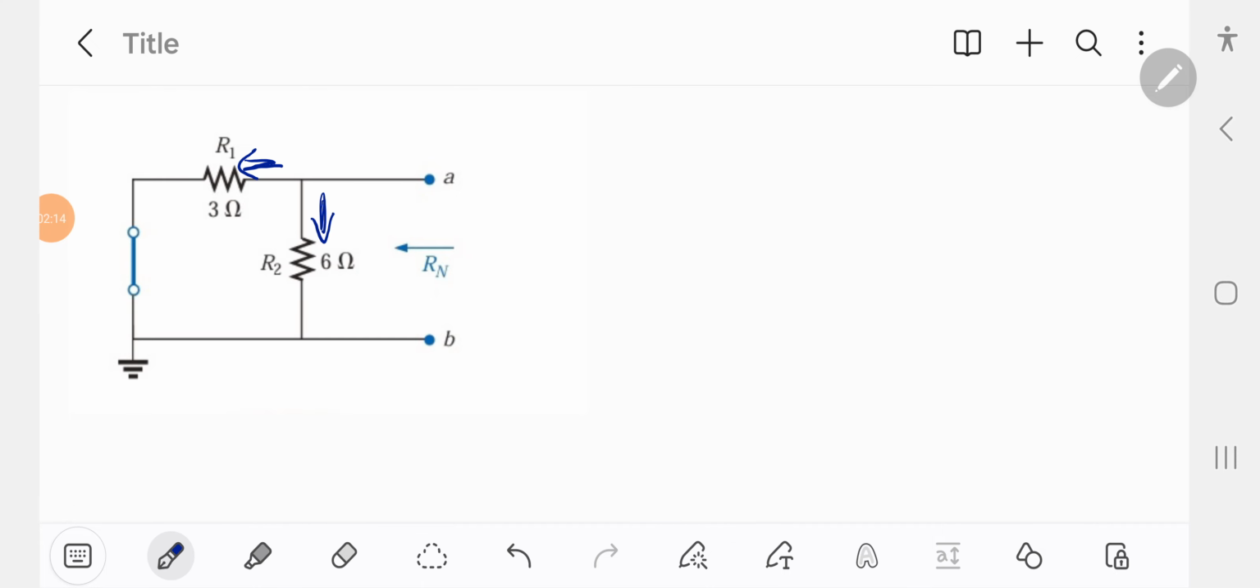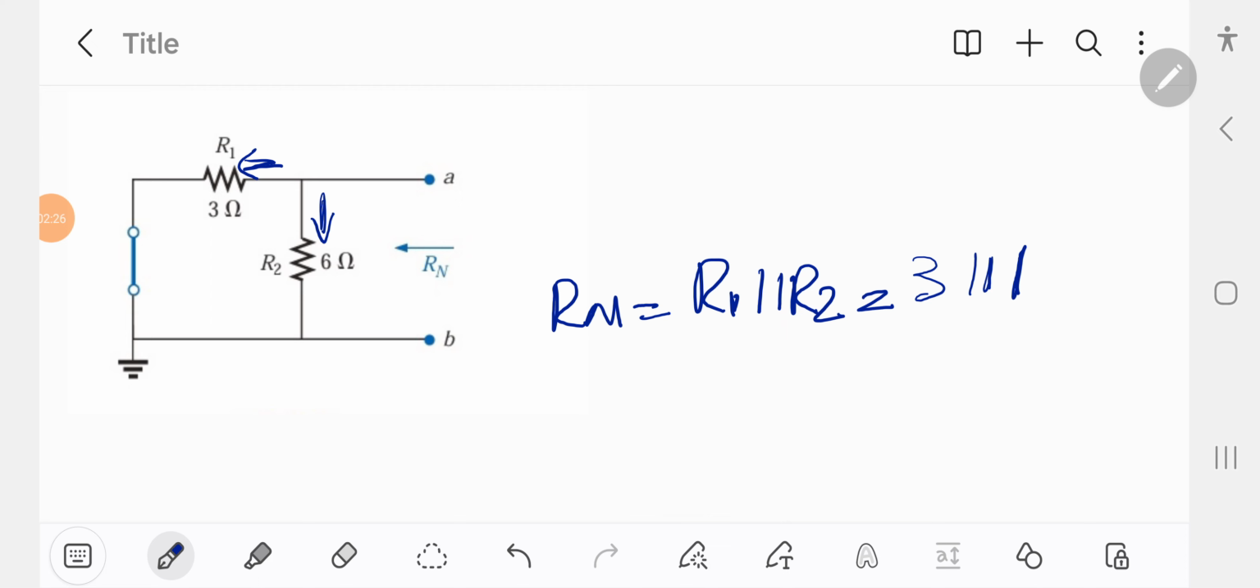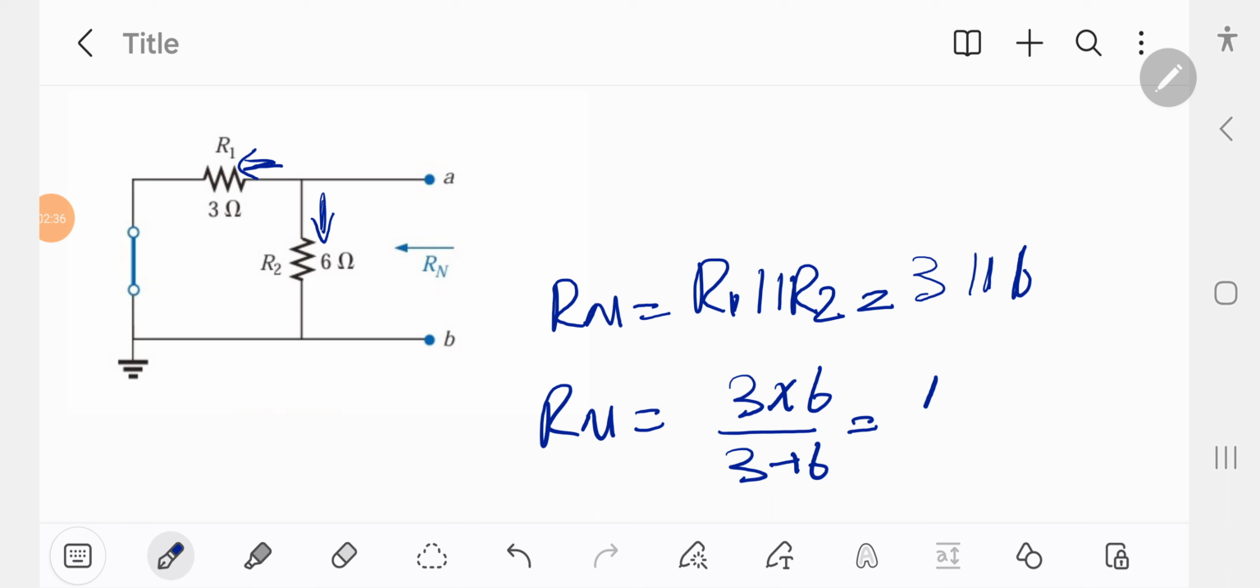So let's find the Rn resistance. R1 is parallel to R2, so the 3 ohm resistance is parallel to the 6 ohm resistance. Now 3 times 6 is 18, divided by 9, which is equal to 2 ohm. So the Rn resistance is equal to 2 ohm.